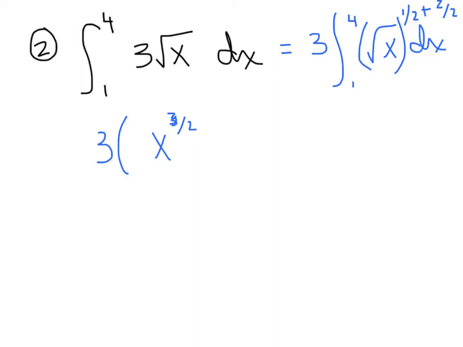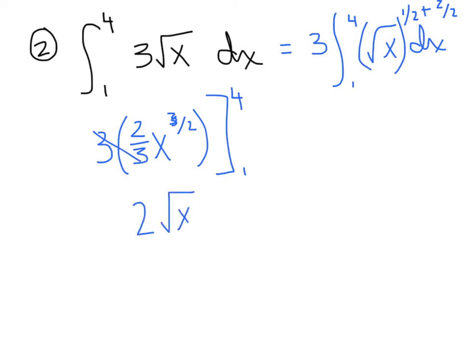Now I need to divide by the 3/2, or I'm going to multiply by the reciprocal of 3/2. And let's see, the bounds are from 1 to 4. Notice the coefficients do clean up, and I've got 2 times the square root of x cubed with bounds of 1 to 4.